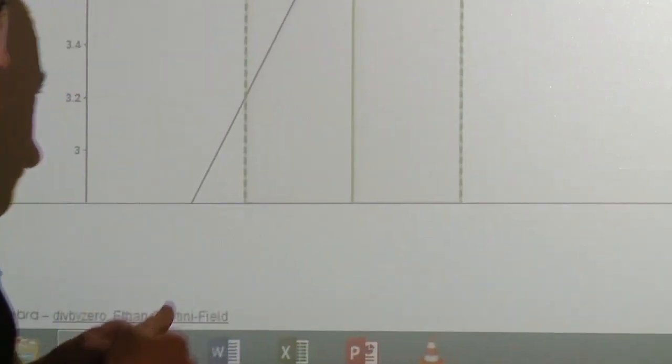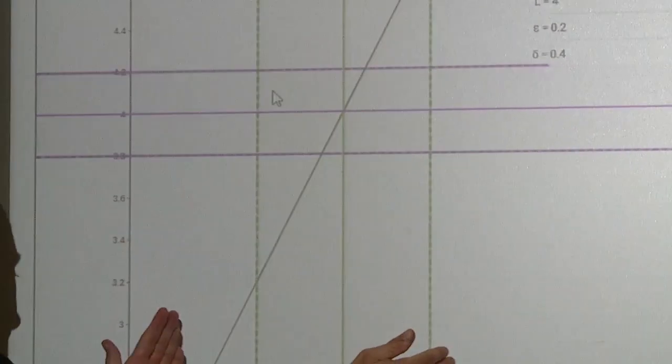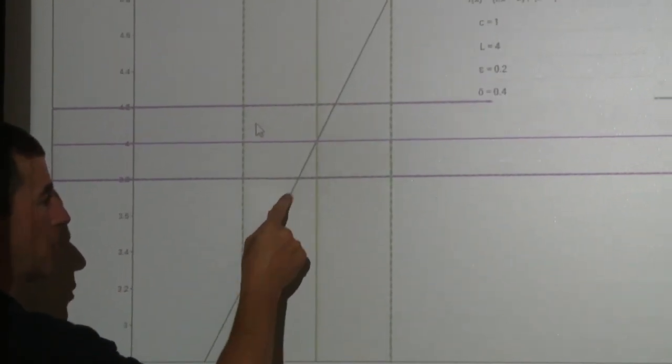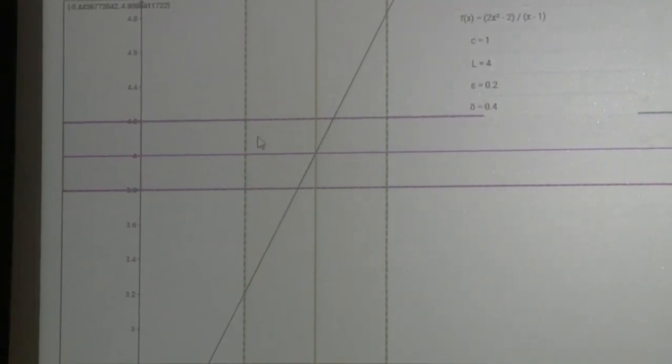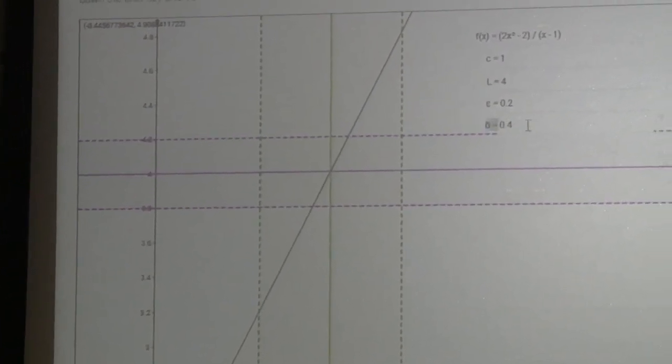We chose a bad delta intentionally. I intentionally chose a delta that's not going to work. This delta is too big because all of these y values are too high and all of these y values are too low. So we need to make a smaller delta. So let's try delta to be 0.2.